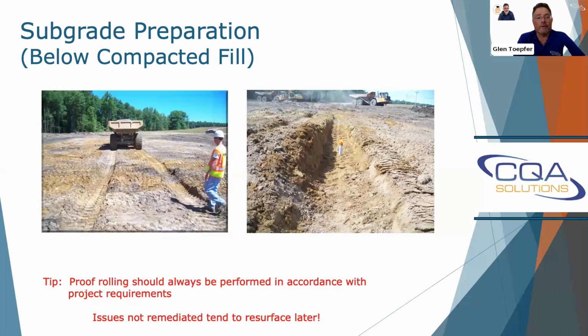So proof rolling is typically done, and proof rolling should always be done in accordance with the project requirements. You'll see projects where we're out there auditing and they're running over it with an empty truck, or they've got a smaller vehicle than what is specified. And it's that way for a reason, so they can test the strength of that foundation and ensure that it's going to hold up. Because these issues, if they're not remediated now, they will come up later.